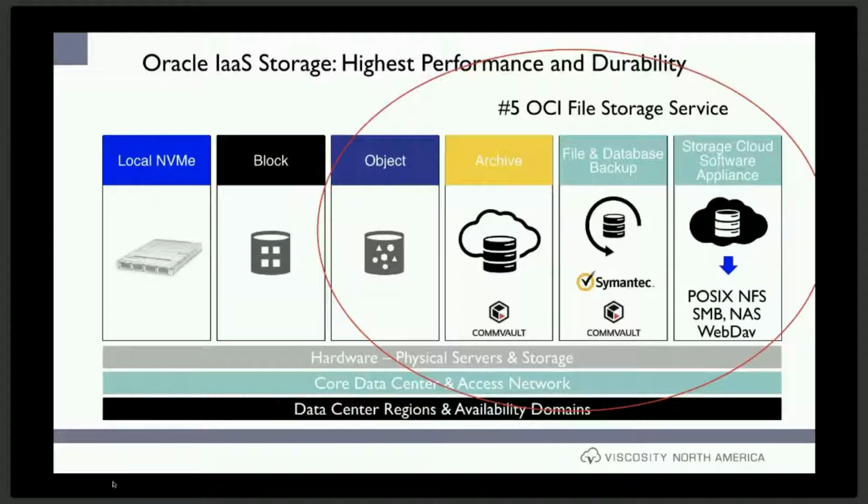And lastly, what's becoming more and more popular nowadays is the storage cloud software appliance. The software appliance is a POSIX compliant NFS filer, and it doesn't have SMB support yet, but that's on the roadmap. However, we can literally mount a local share, and whatever we copy to the NFS mount share will be replicated to Oracle Cloud. And I'll actually go through some of that.